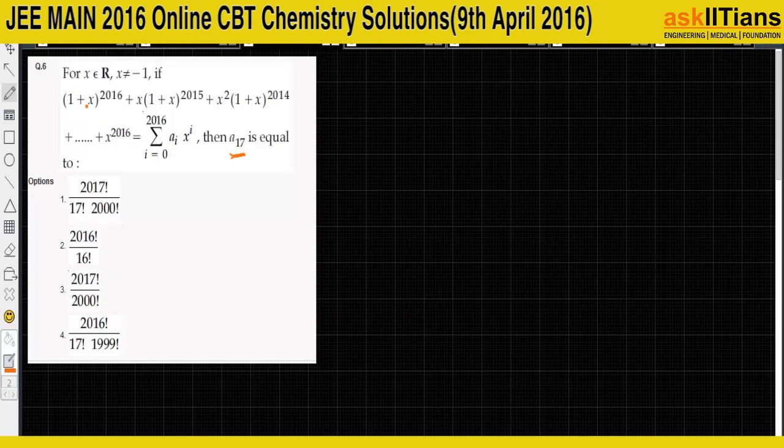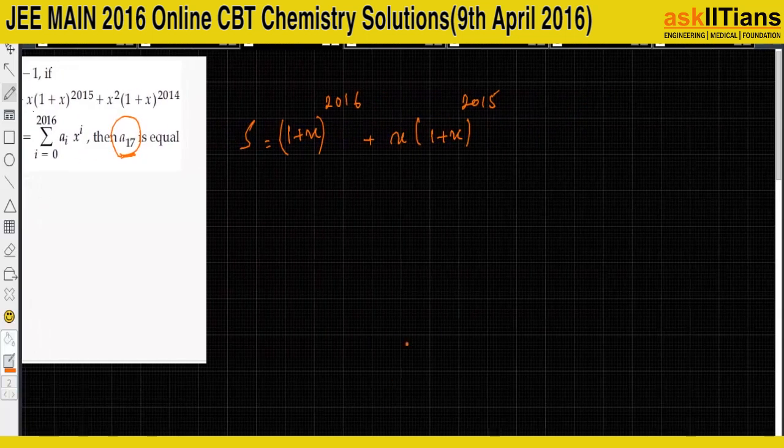If this series comes out to be the sum of ai x^i, it will be like this: a0 x^0 + a1 x^1 and so on. So in that we have to find a17, that is the coefficient of x^17. So what is S? S is nothing but (1 + x)^2016 + x(1 + x)^2015 and so on. Every time we are multiplying by x divided by (1 + x), that is the common ratio, and this goes on till I get x^2016. This will be the last term.